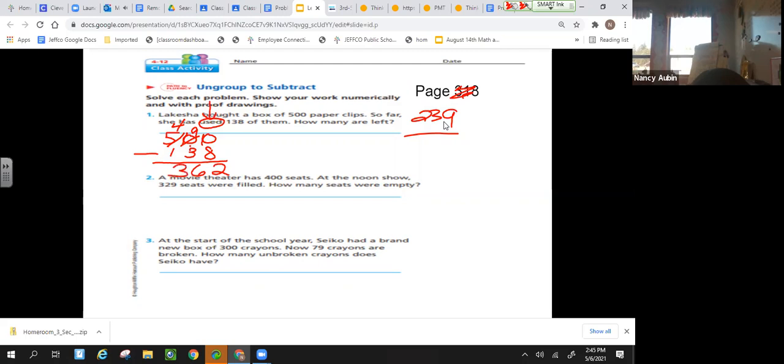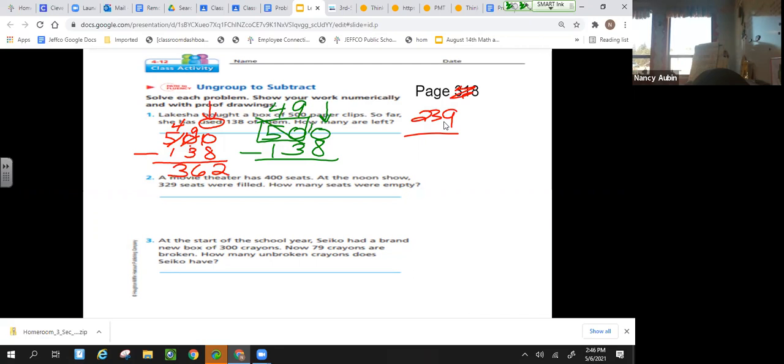Now let's try the box trick and see if it's much different. Now we'll do 500, make sure you line it up, minus 138. I still am gonna start in that right column in the ones place. Can I do 0 minus 8? No. Can't borrow from a 0, but can I borrow from a 50? Yes. Cross out that 50, take one away, make it 49.